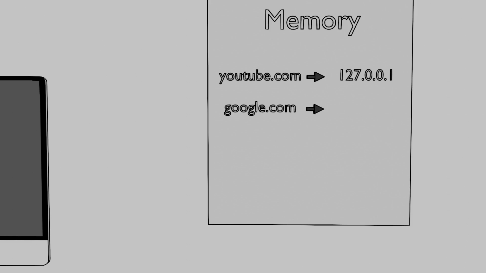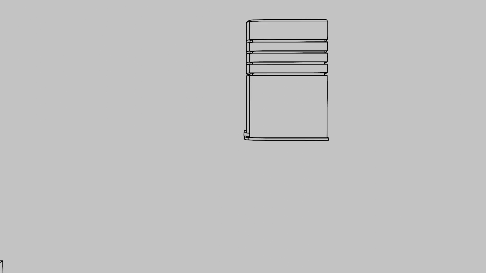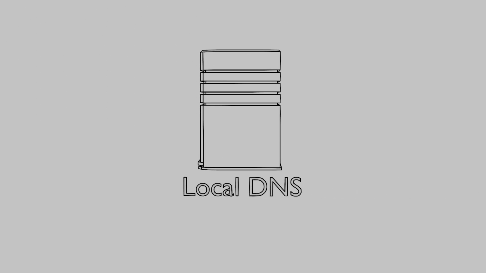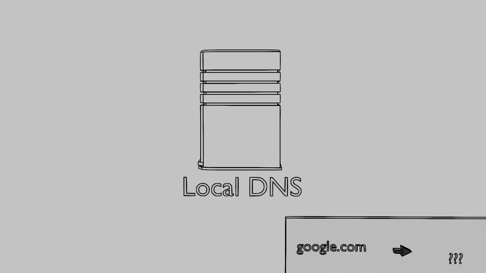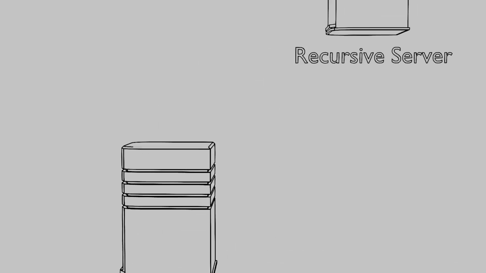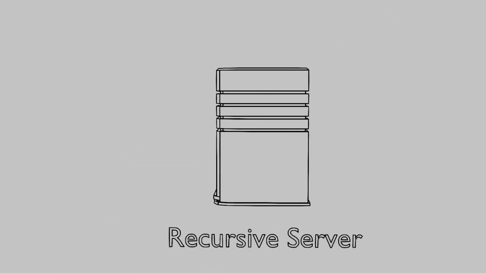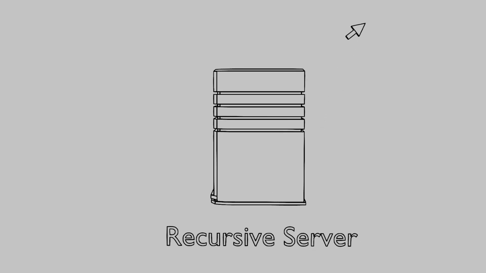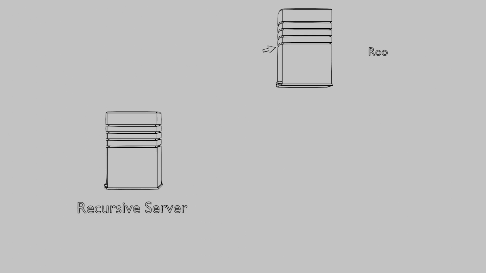If not, your computer asks a local DNS server, which is usually provided by your internet service provider. This local DNS server might not know the answer, so it asks other DNS servers on the internet, called recursive servers, for help. The recursive server consults one of the root servers, which are like distribution centers that know where to find more detailed information.